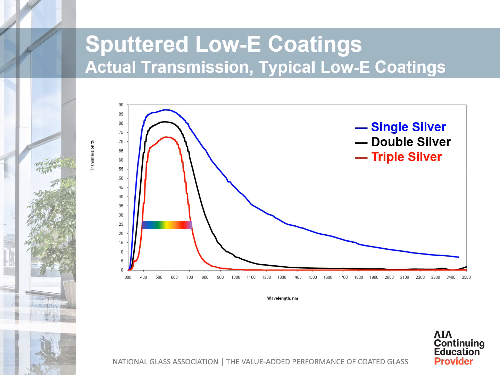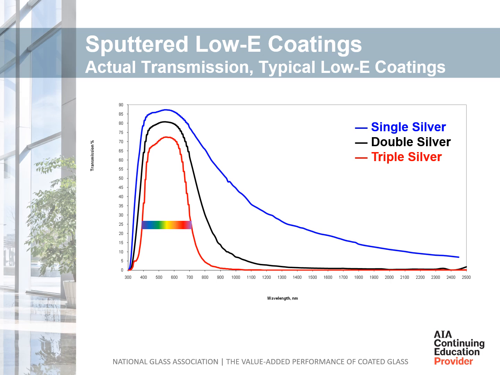This graph shows the visible spectrum, the rainbow arrow, and the transmission effects of a sputtered coating with a single, double, and triple silver layer. The sputtered coating with silver layers allows most of the visible light to be transmitted. However, transmission of UV and infrared light is greatly reduced. If it is not transmitted, it means it is absorbed or reflected back to the source environment.